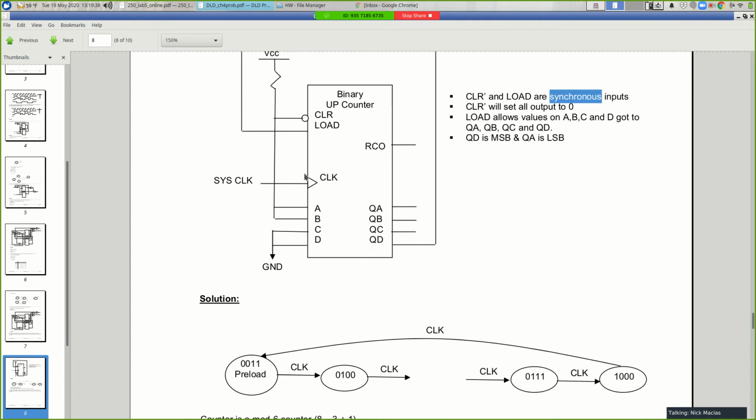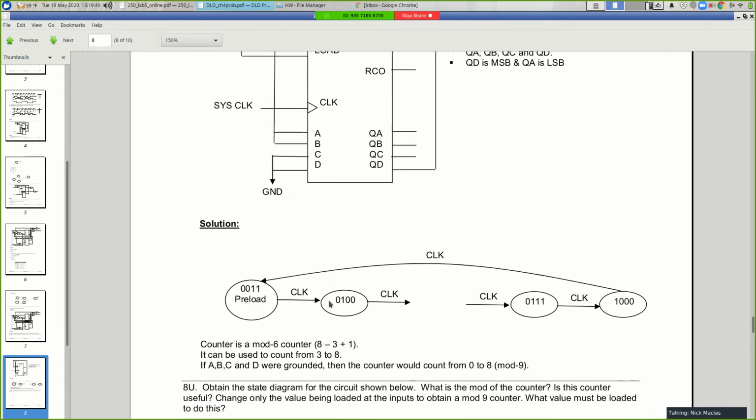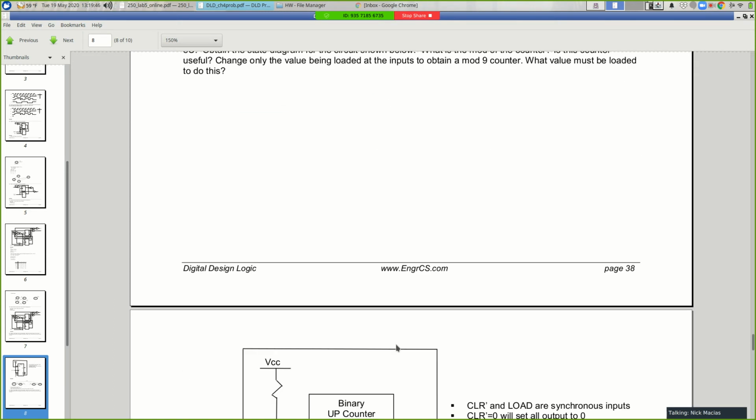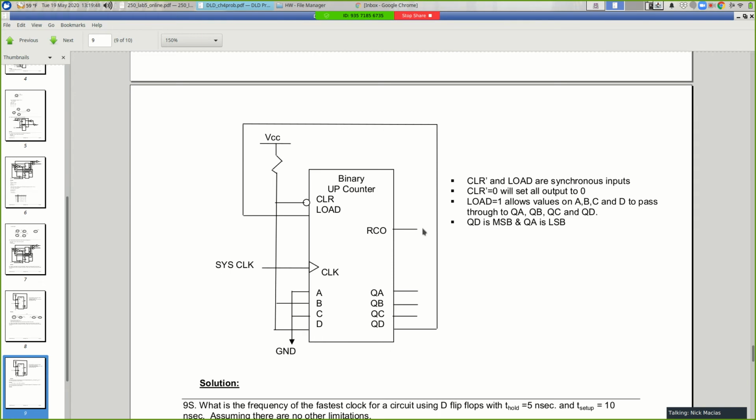So use those ideas to analyze this circuit, convince yourself this is what it does, and that if you made this change, then it would count from 0 to 8. And then with that in mind, look at this circuit.